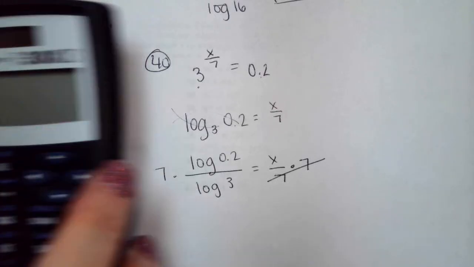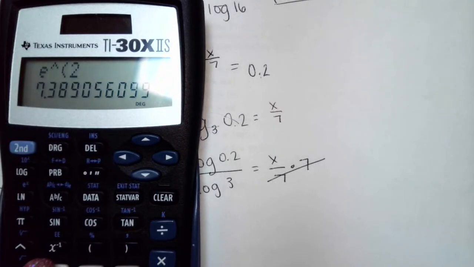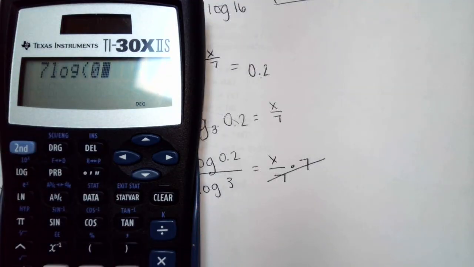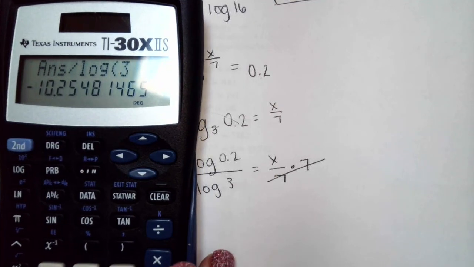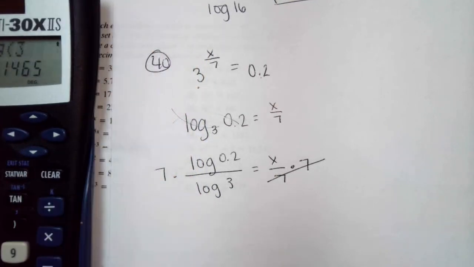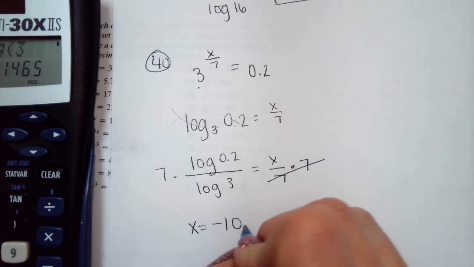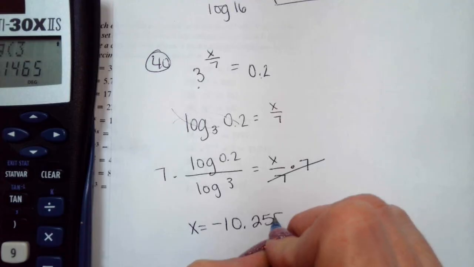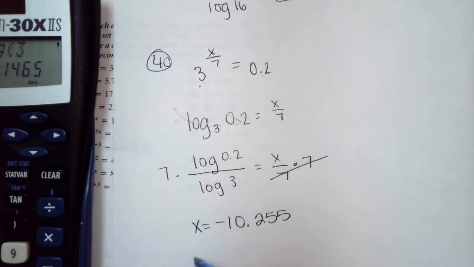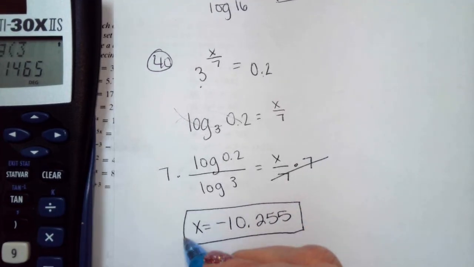So then that gives me 7 log 0.2. I'm going to hit enter and then divide by log 3. And that's negative 10.255. So x equals negative 10.255. I forget where it said to round, so I'm just going to round it to the thousandths and be done with it.